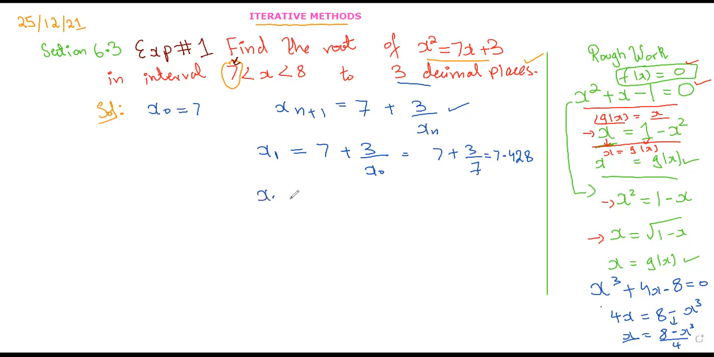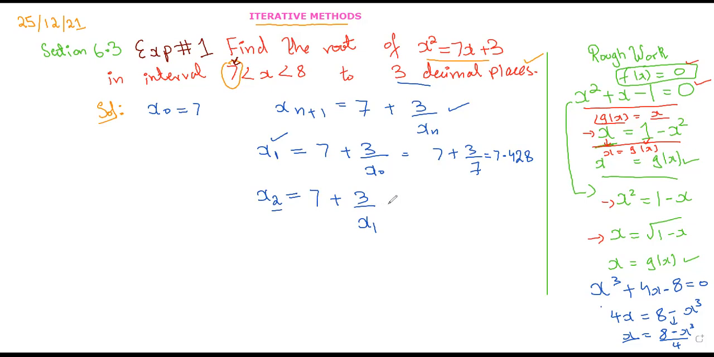Now we need to find x2. I want you to tell me the formula for x2. It would be 7 plus 3 by x1. We have 2 here, so this would be x1. Why? Because we have found x1 recently. We will use this recent value in our next value.